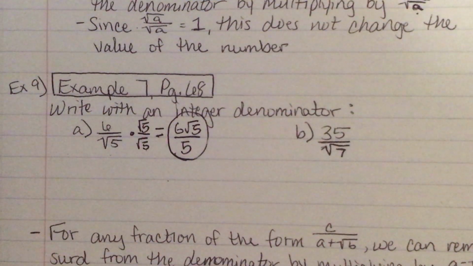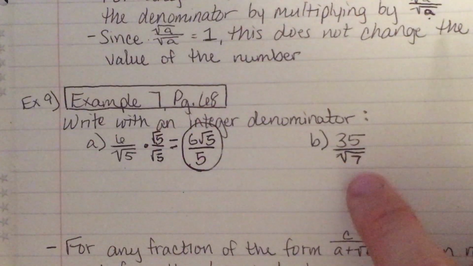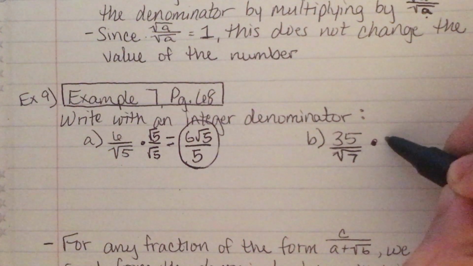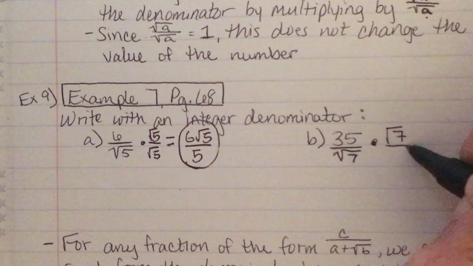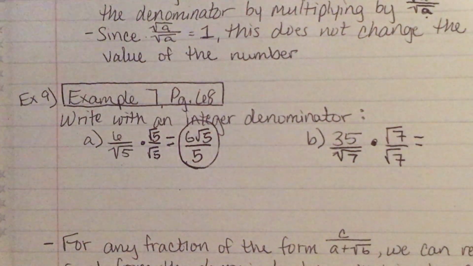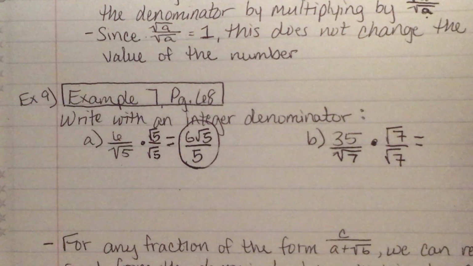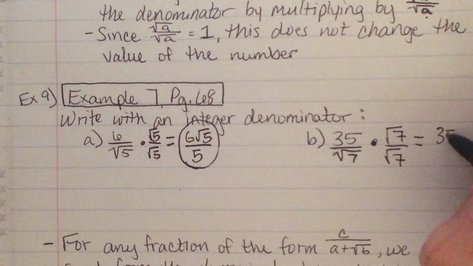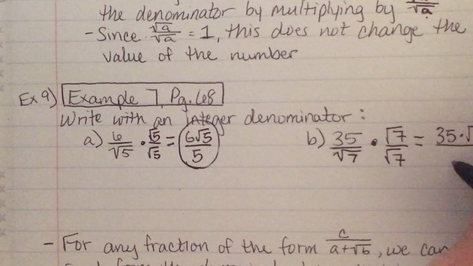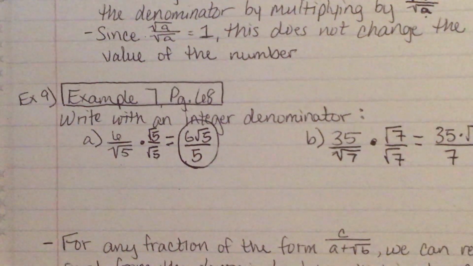So take a look at B real quick and think to yourself, okay, what is it that I have to do to rationalize that? The issue is this radical in the denominator. The two things in math that we do not like: 0, we do not like irrational numbers. So if we multiply the top and the bottom by the square root of 7, we're going to get 35 times the square root of 7 over 7.